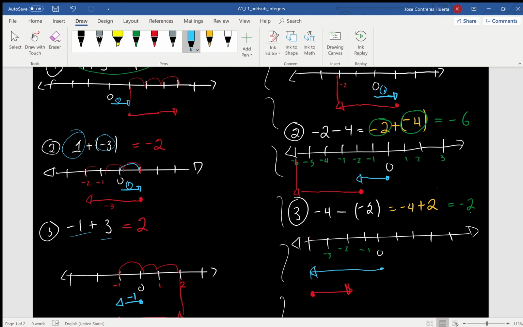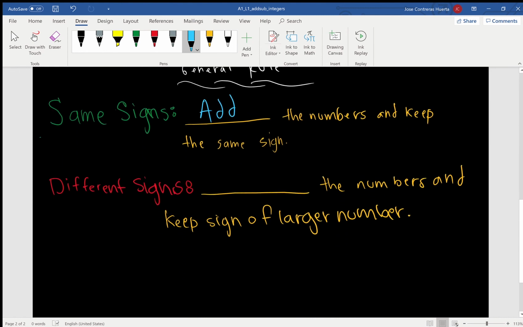Okay? Think about it this way. You have 4 negative people and then you have 2 positive people. So in a way, the 2 negative people and the 2 positive people cancel out, but you still have 2 negative people left. So you have more negative people than positive people. How much more? 2 more. So that's why this is negative. So for different signs, you subtract the numbers and keep the sign of the larger number.